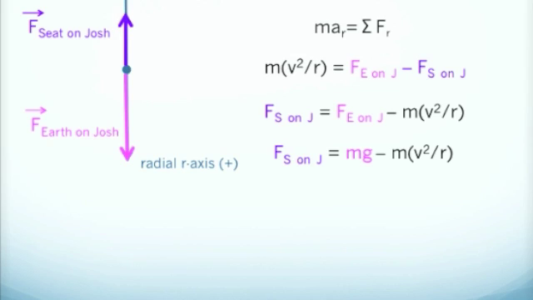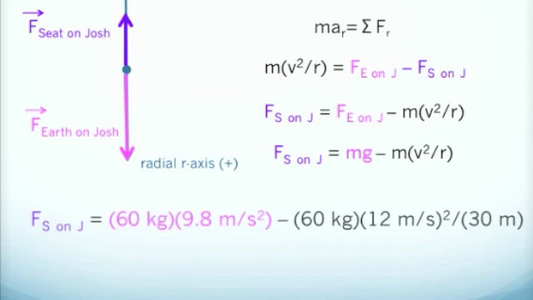Then we substitute in mg for the force that Earth exerts on Josh. And we get this lovely equation that we can plug in all our givens into. And we end up with this final answer, that the force that the seat exerts on Josh is 300 newtons.